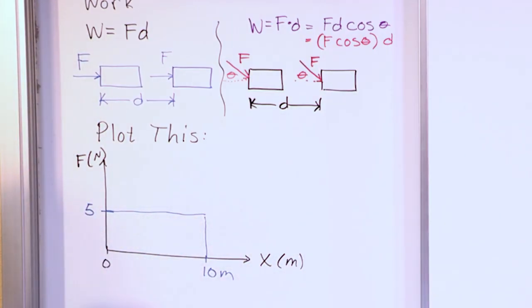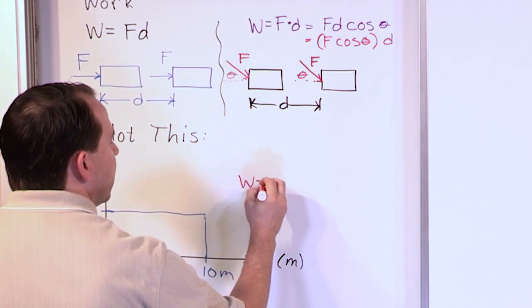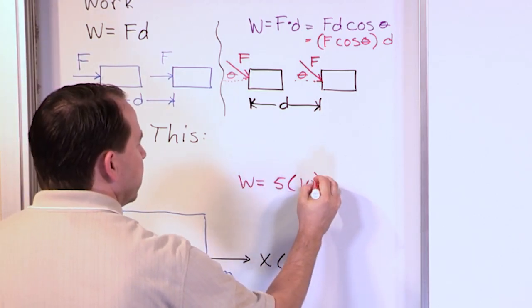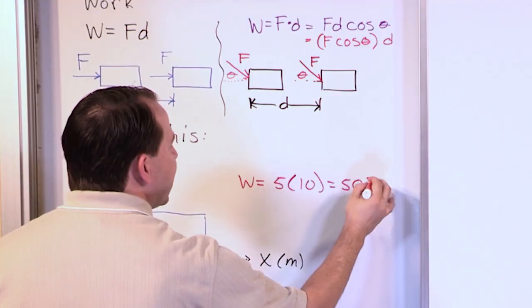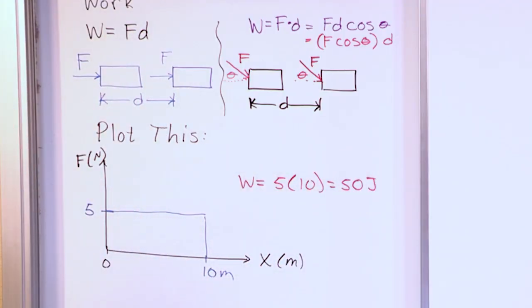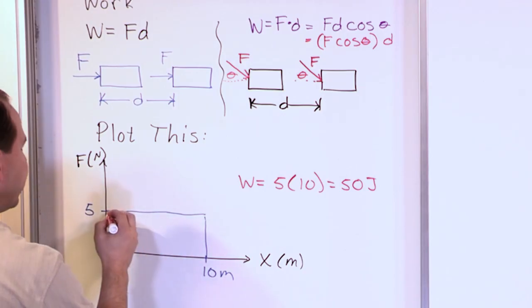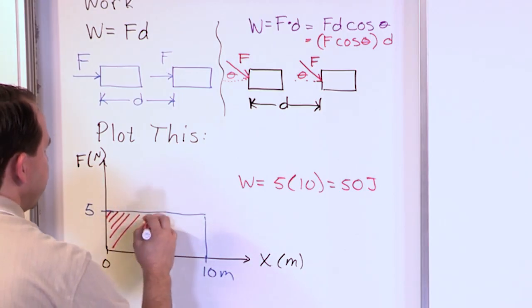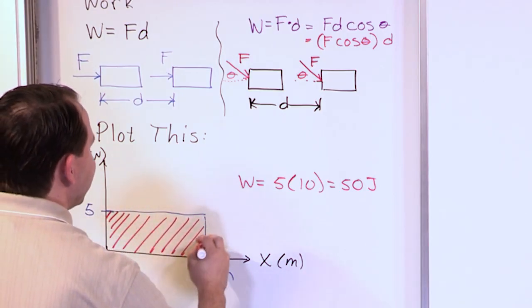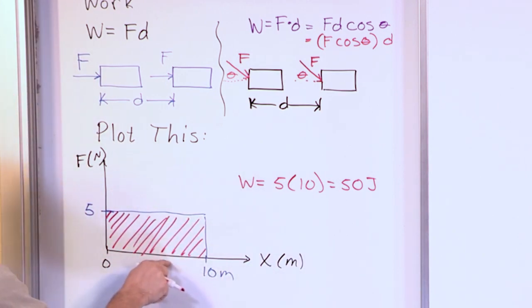Now let me ask you this. What does this represent on the graph? So the work would be 5 times 10, which is 50 joules. That's how you calculate it on paper, but what is it represented with in the graph? Well, what 5 times 10 physically represents is the area underneath this rectangle down to the x-axis. That's what this means.